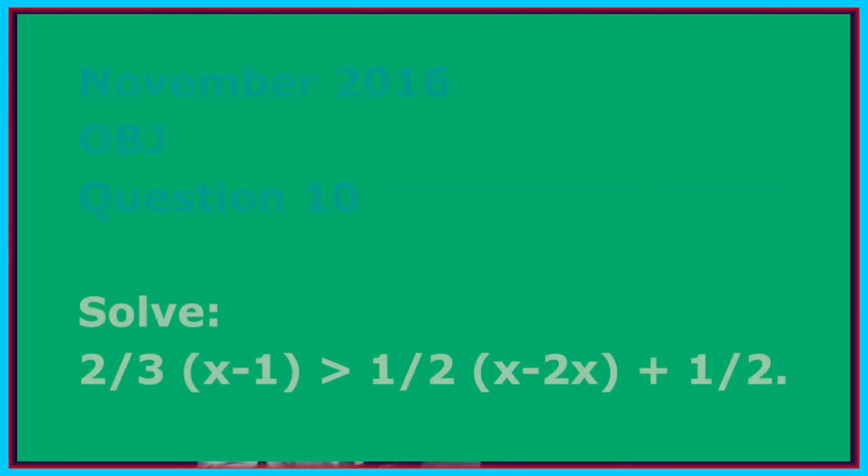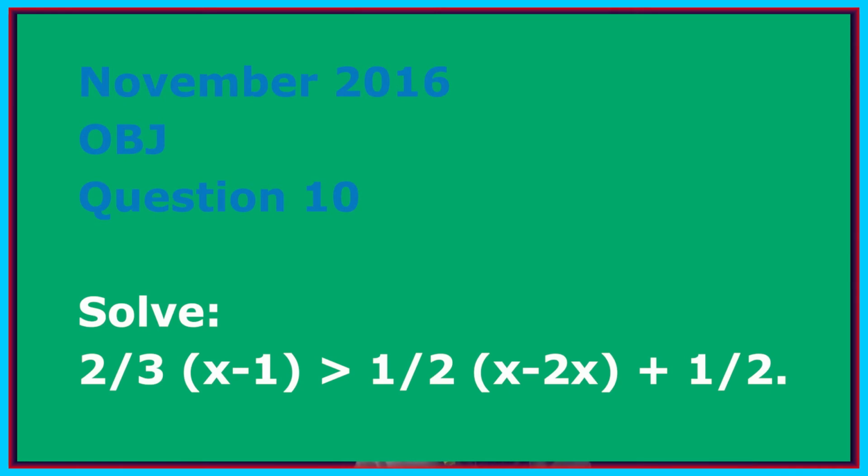Question 10, inequality. Solve 2 over 3 into brackets x minus 1 greater than 1 over 2 into brackets x minus 2x plus 1 over 2.